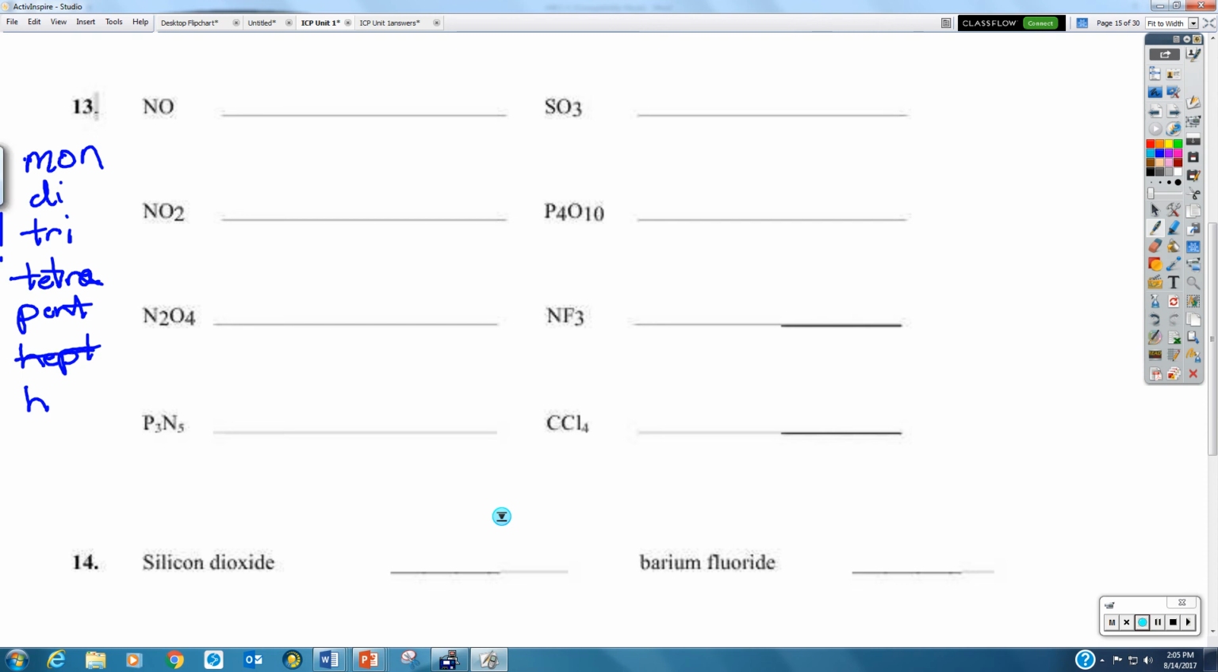Is it hex? Yes, that one is hex, and then it's hept. All right. So mon, di, tri, tetra, pent, hex, hept, oct, non, and dec, or deca. I'd have to look it up. I don't go beyond those. I probably won't ask you anything beyond those.